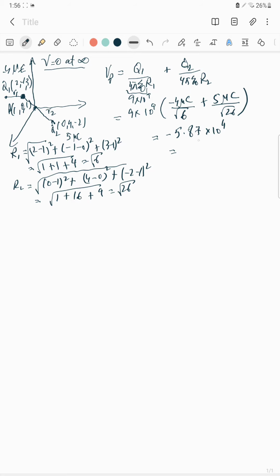So that will be about minus 58 kilovolt. That will be Vp.